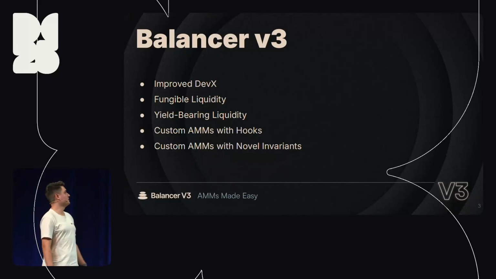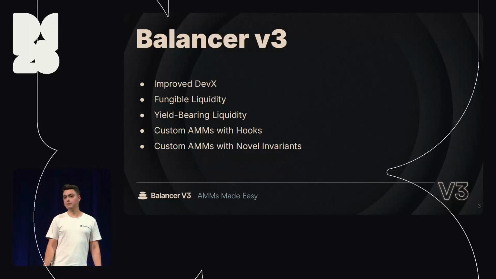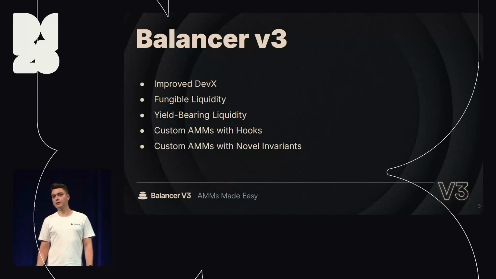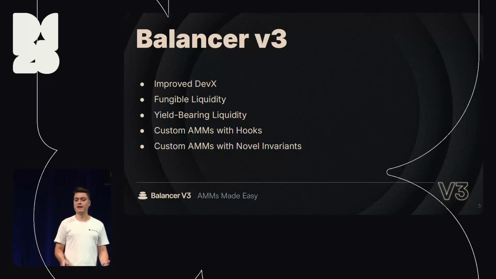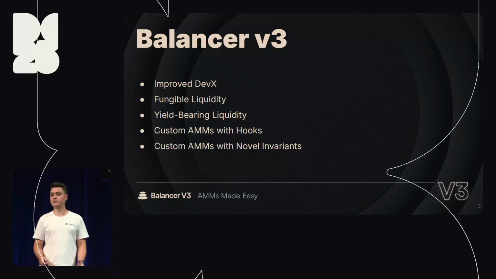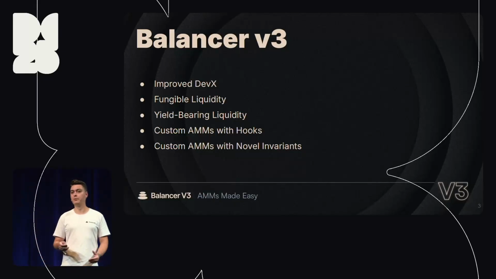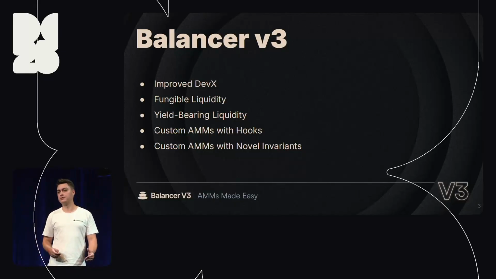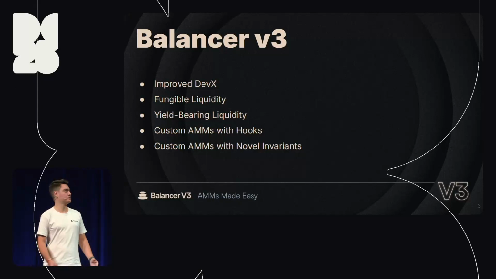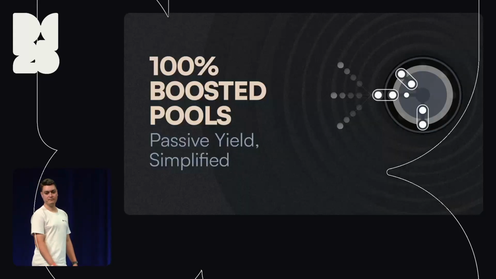Speaking of developer experience, on Balancer V3, you can build custom AMMs with hooks, so you can take an existing pool type and add pre or post interactions, like before swap, after add liquidity, and stuff like that. But you can also build a custom AMM from scratch, creating a novel invariant. And that's pretty easy, pretty flexible, because of the developer experience that we have improved a lot.